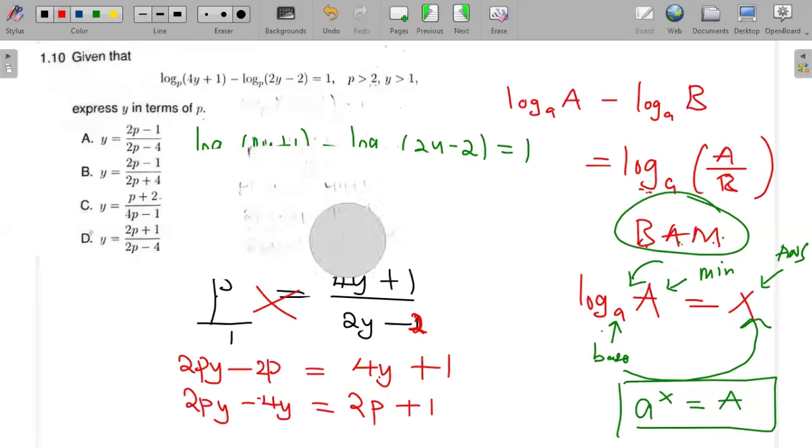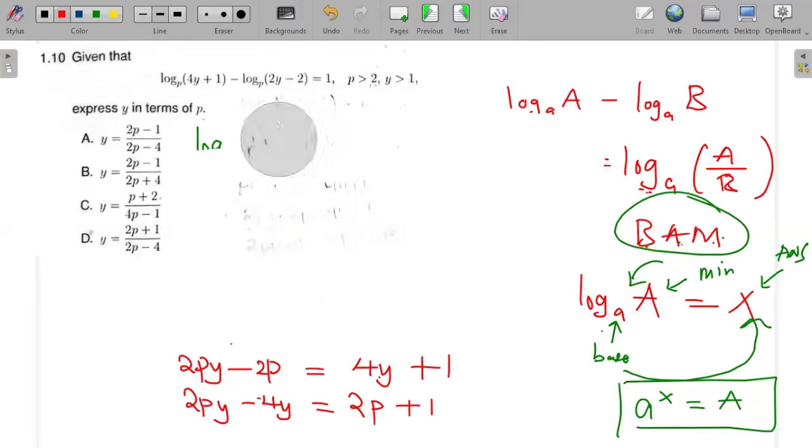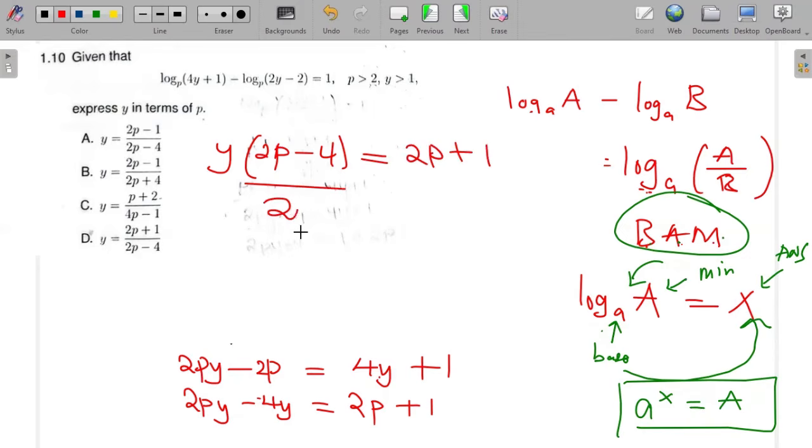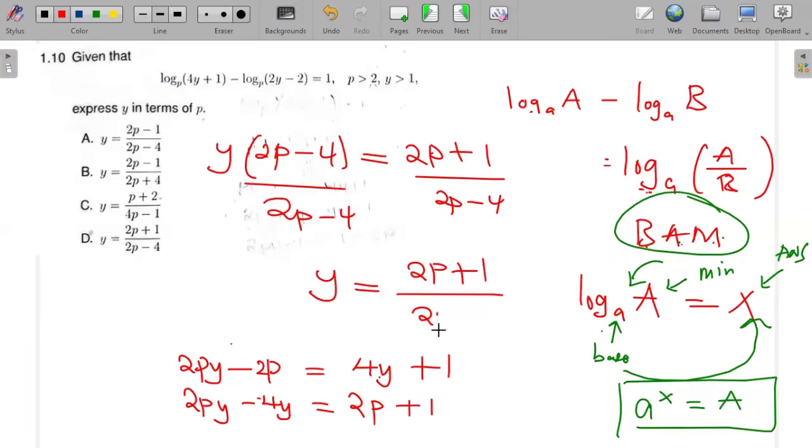Now I can factorize the y from this expression. It will just be y, and then I'm left with 2p minus 4 is equal to 2p plus 1. From there, we are going to divide by 2p minus 4. We can even see the answer there, right? So y is equal to 2p plus 1 over 2p minus 4. So that's what we have.